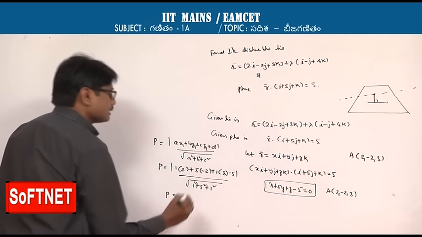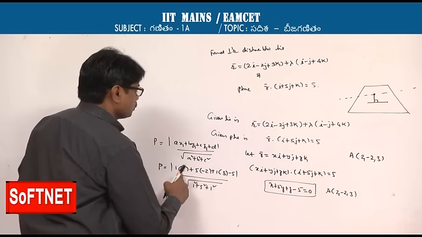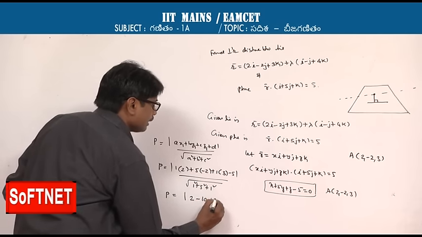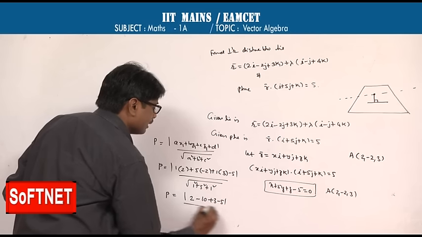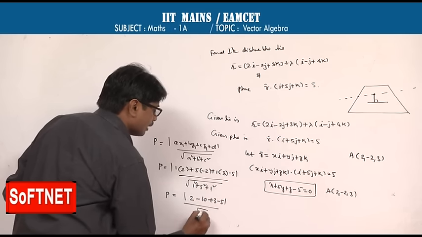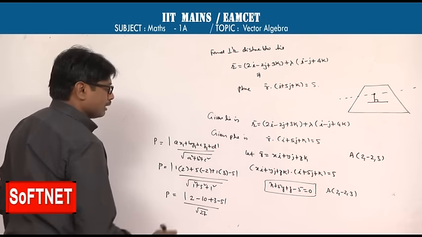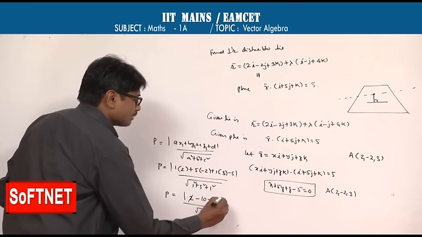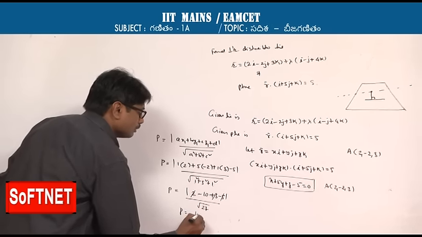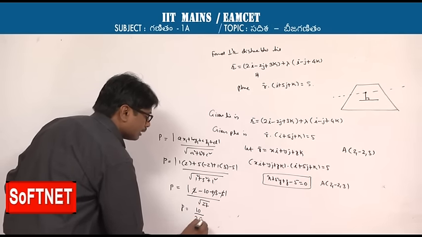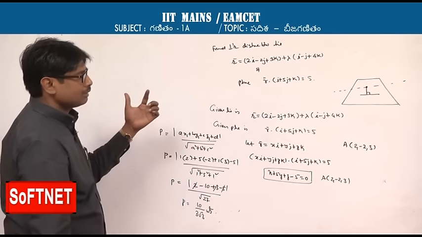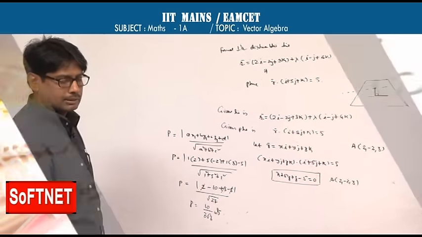The perpendicular distance p is equal to mod of 2 minus 10 plus 3 minus 5 divided by root over 25 plus 1 plus 1, that is 27. Here what do we get? 2 plus 3 plus 5, the 5 cancels. So the perpendicular distance p is equal to 10 divided by 3 root 3 units. This is the shortest distance between that line and the plane, or the perpendicular distance.